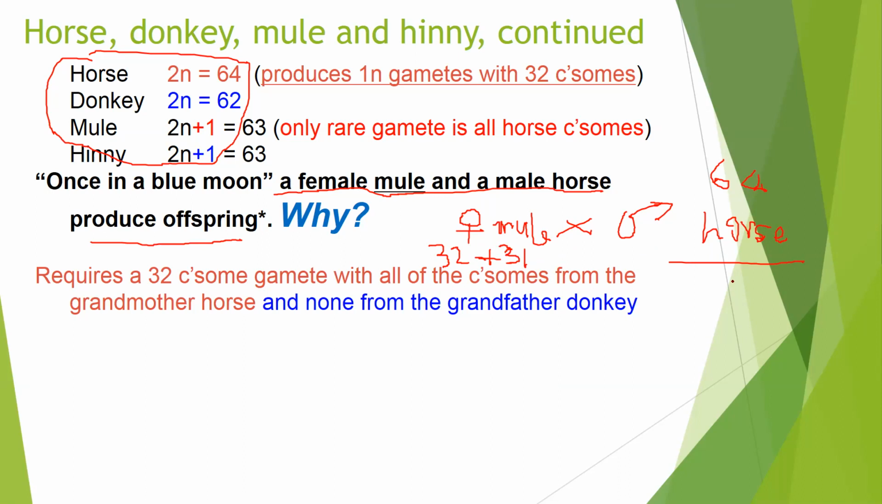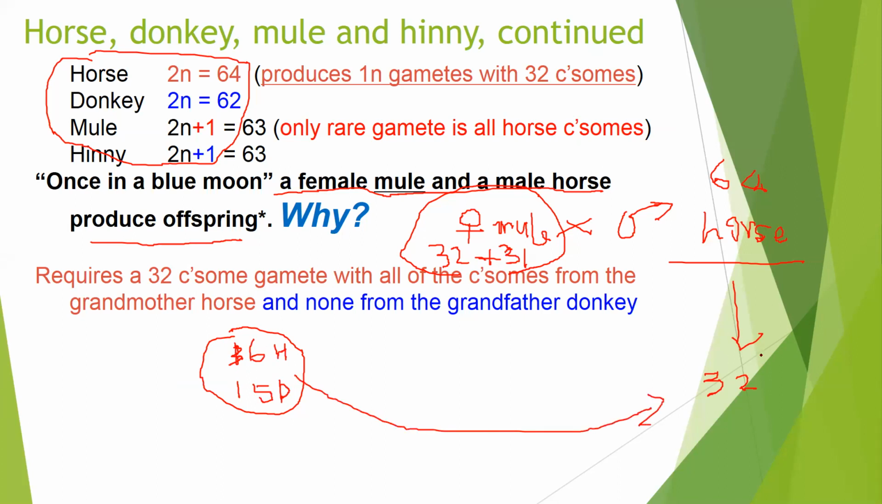Let's look at the horse. The horse is regular, so it can always produce gametes with 32 horse chromosomes. However, the gametes produced by this female mule will be quite diverse. We expect to see all kinds of possible chromosome combinations in the gametes, a lot of different possible gametes. For example, maybe a gamete with 16 horse chromosomes and 15 donkey chromosomes, something like this. So this definitely cannot come together with the regular horse gamete to form a progeny, right?